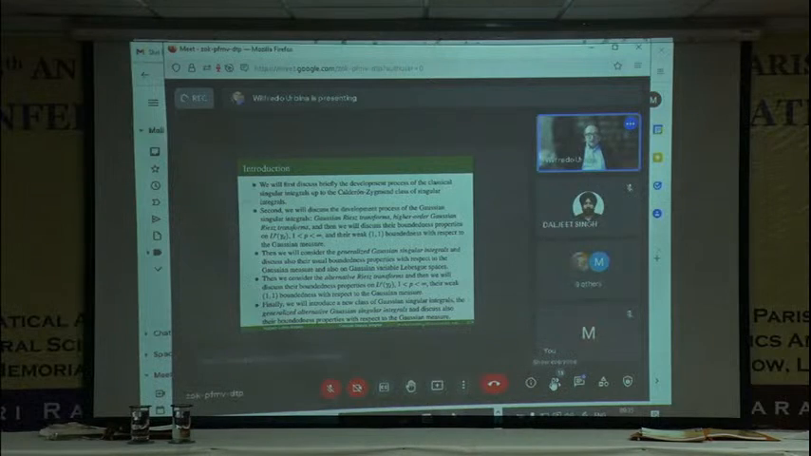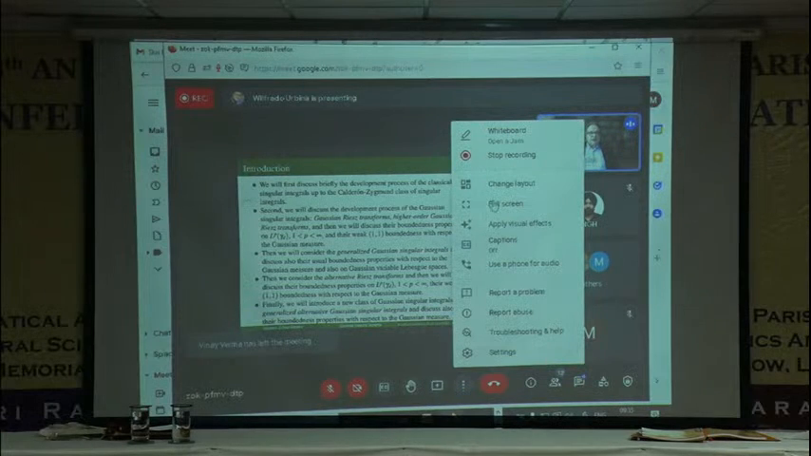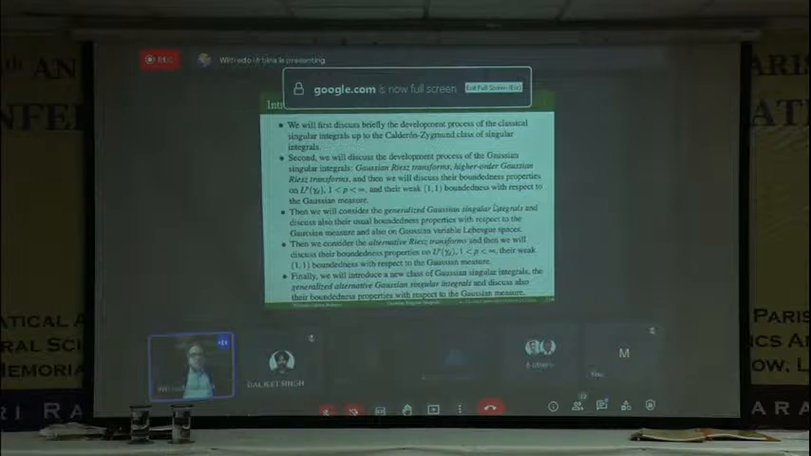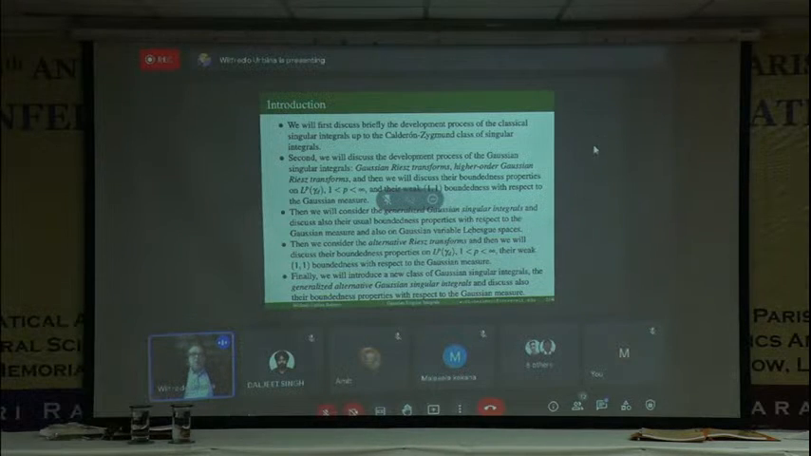And then finally, we will introduce a new class of Gaussian singular integrals that we call generalized alternative Gaussian singular integrals. With the generalized Gaussian singular integrals and the generalized alternative singular integrals, we complete a whole family of Gaussian singular integrals.